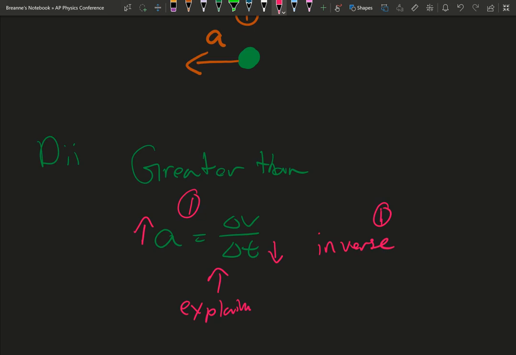Therefore, the acceleration is greater in the case in which the object bounces off the wall.